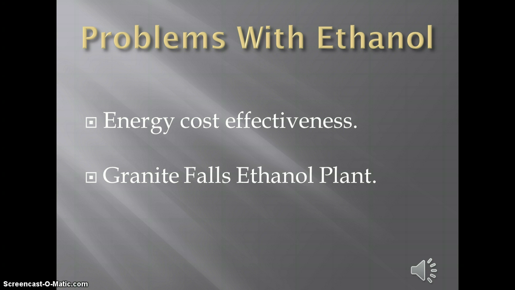The main problem with ethanol production is that it isn't energy effective to produce. Ethanol contains less energy than required to produce it. It takes more energy in the form of fossil fuels to make ethanol than we get out of it.